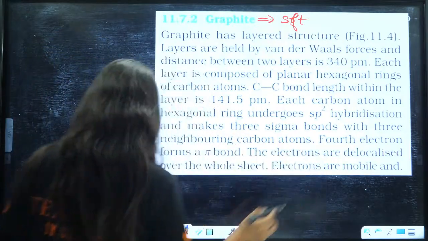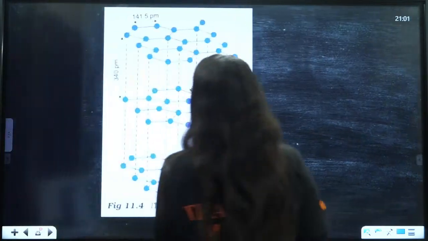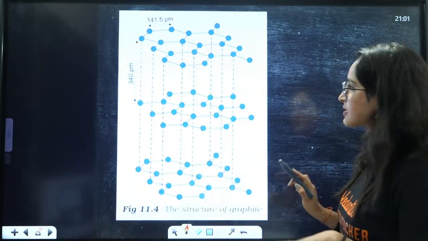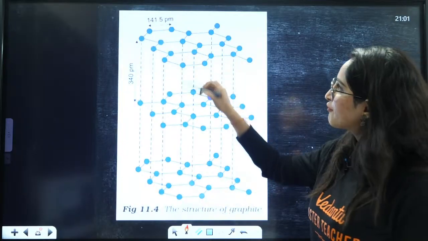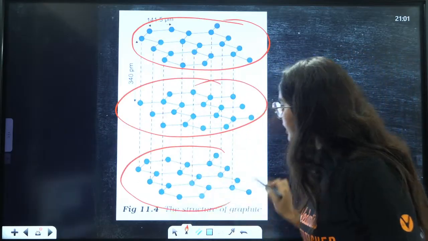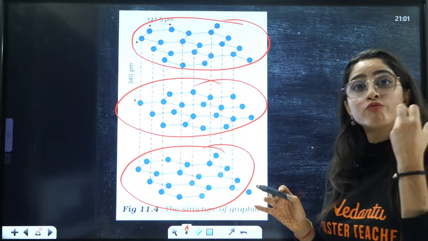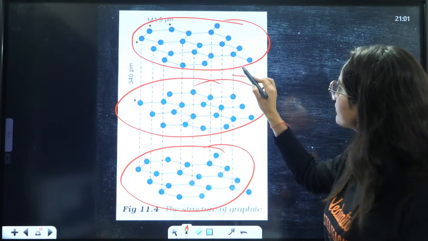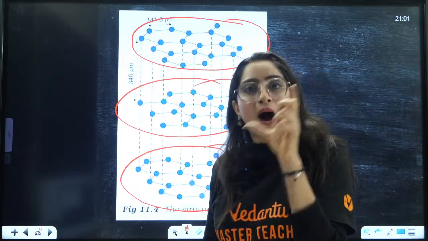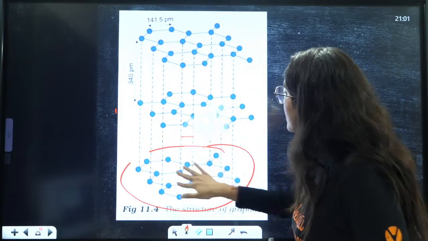So graphite basically looks like this. Graphite has a layered structure, right? For example, this is the first layer, this is the second layer, this is the third layer. Different layers are attracted to each other by van der Waals forces. Here these dots are the van der Waals forces. But if you zoom in on one layer, that has a very important thing: hexagonal rings.